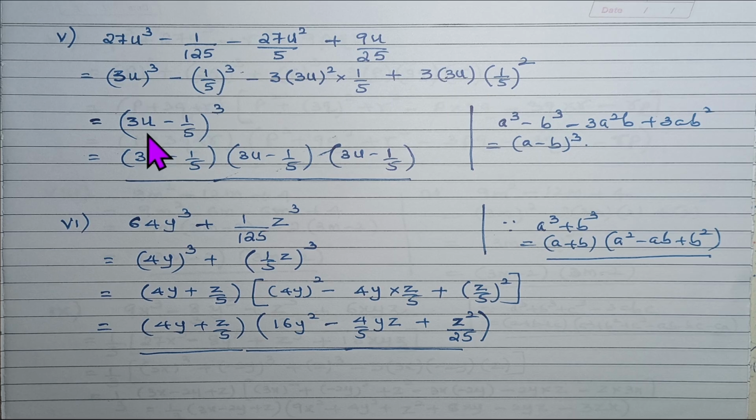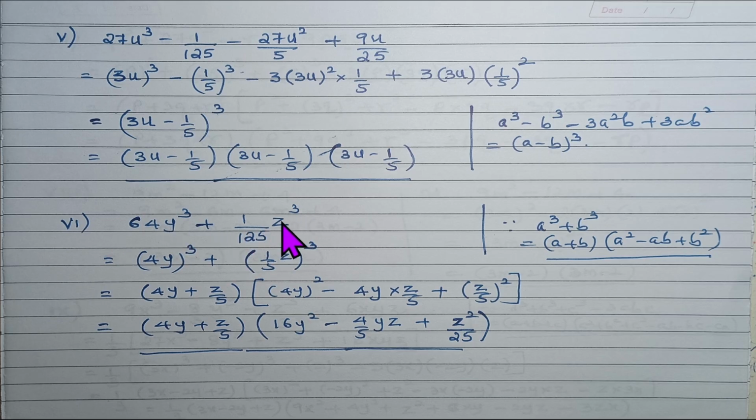Therefore, a is 3u here, and b is 1 by 5. Therefore, it will be (a minus b) whole cube, that is (3u minus 1 by 5) whole cube. Therefore, the factors are (3u minus 1 by 5), (3u minus 1 by 5), and (3u minus 1 by 5). So remember that. Now coming to the next example, 64y cube plus 1 by 125 z cube.